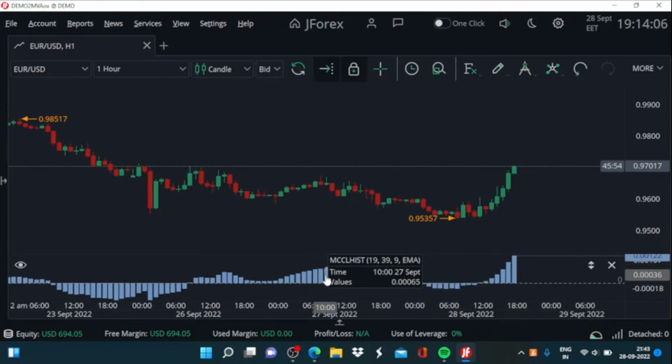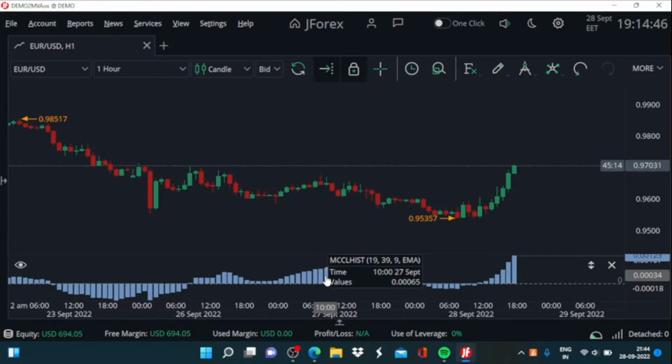The default parameters are 19 and 39 for the calculation of the McClellan oscillator. As I explained in the last session, we take the difference between the advances and declines for 19 candle periods, and then we take the EMA of that difference. We do the same thing for the 39 period also. We take the difference between the advances and declines for the last 39 candle periods, and then we take the EMA of it, and we deduct the 39 EMA from the 19 EMA, and that's how we arrive at the McClellan oscillator.